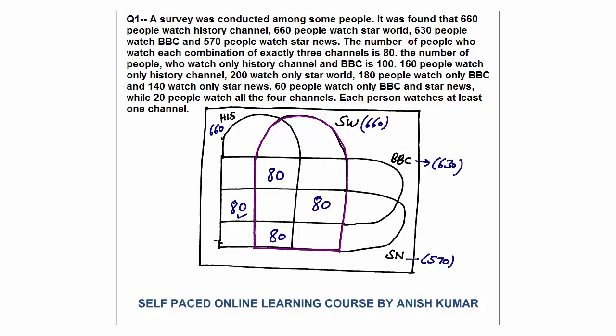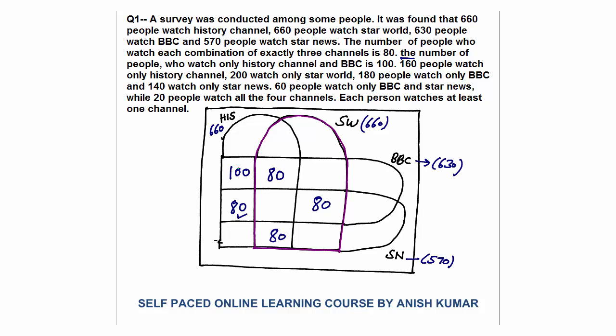Next the question says the number of people who watch only History channel and BBC. It means exactly 2 channels, History and BBC, is 100. Now History and BBC, this is the part with exactly 2. History and BBC, not Star World, not Star News, because the question says only History channel and BBC. So this number would be 100.